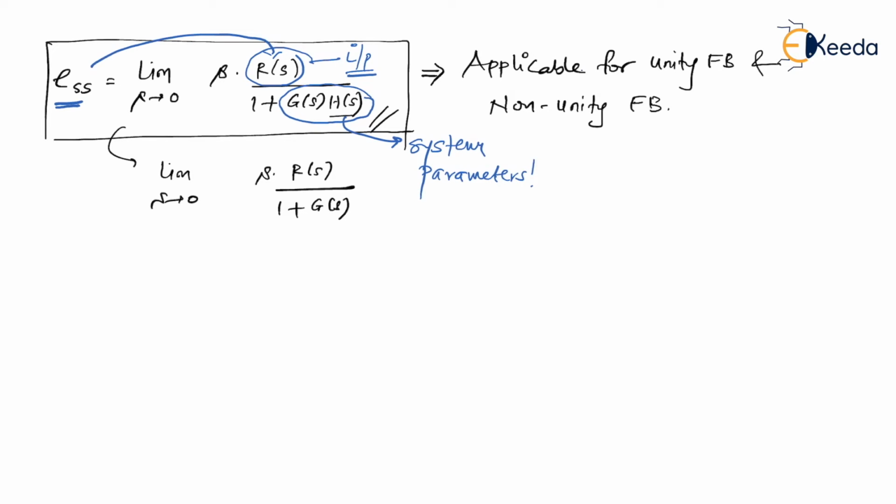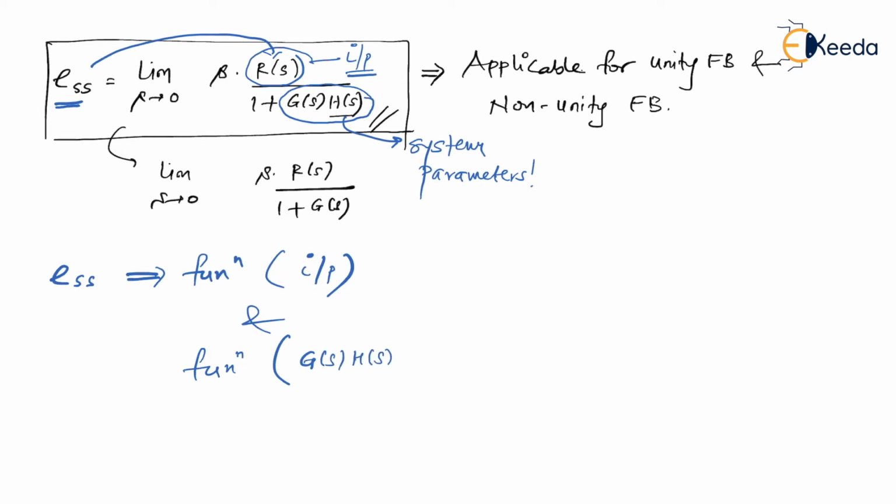After all, G(s) and H(s) describe what? They describe the system parameters. They describe the system. Am I right? So here I need to conclude that ESS is a function of what? It is a function of the input, and it is also a function of the system parameters, which is nothing but G(s) and H(s).